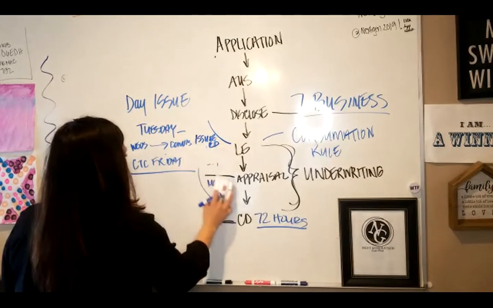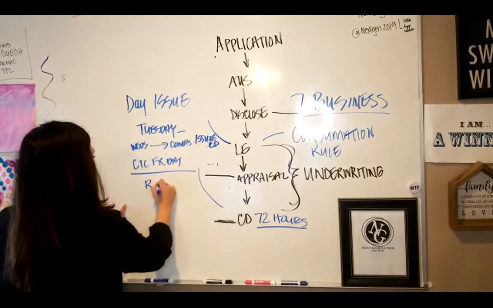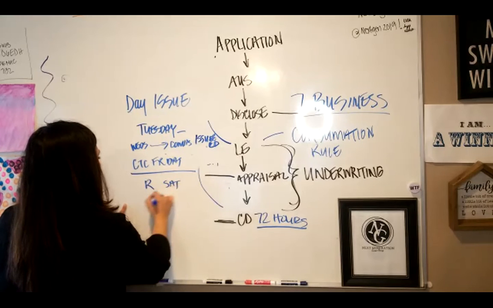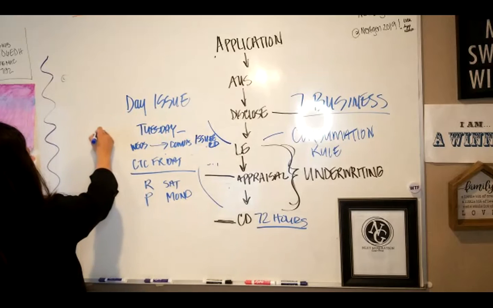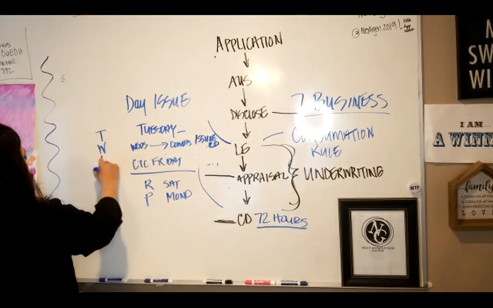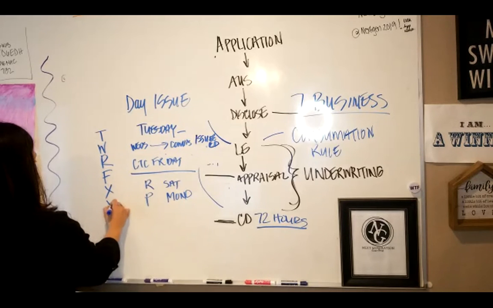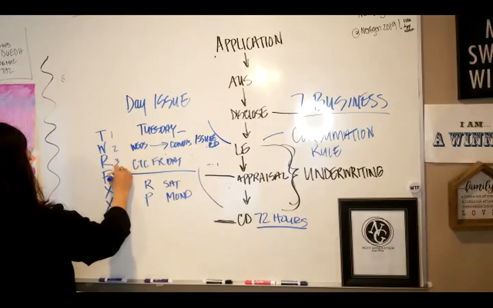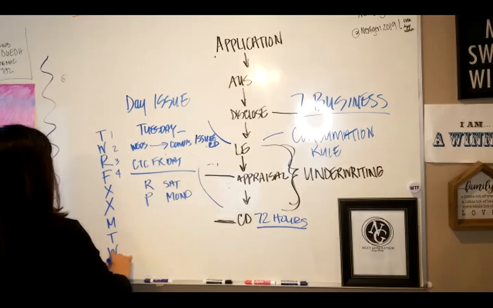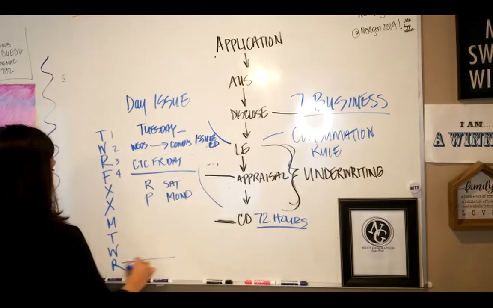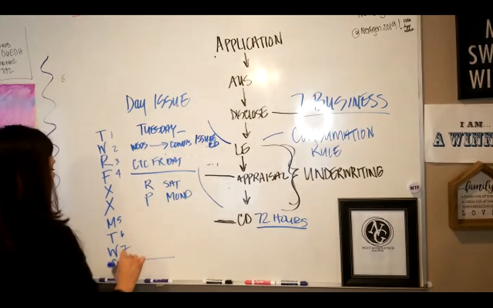Okay. For the CD, the earliest day for a refi I can close is Saturday, and for a purchase is Monday. With the consummation rule though, I have Tuesday, Wednesday, Thursday, Friday. The bank's not open Saturday, the bank's not open Sunday. So we have 1, 2, 3, 4. Monday, Tuesday, Wednesday, Thursday is the first day I can close. 4, 5, 6, 7.